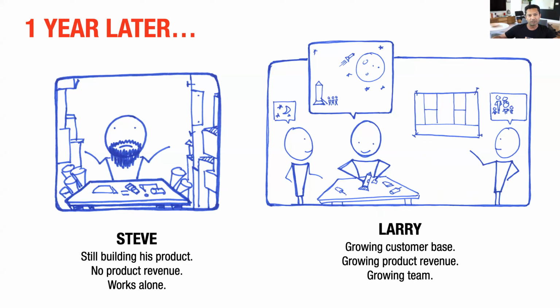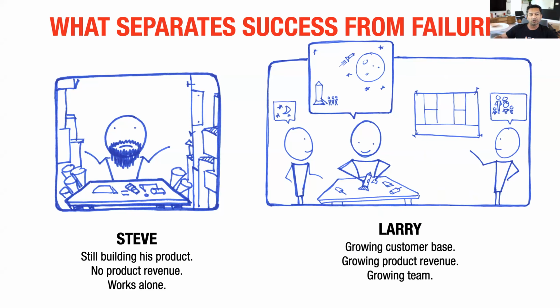Because he can't get customers, investors tell him, get me some customers first, then we'll give you the money. And so he's in this classic catch-22. Larry, on the other hand, finds a way forward. And so that's what we are going to be obviously homing in on, is what's different about these two entrepreneurs.